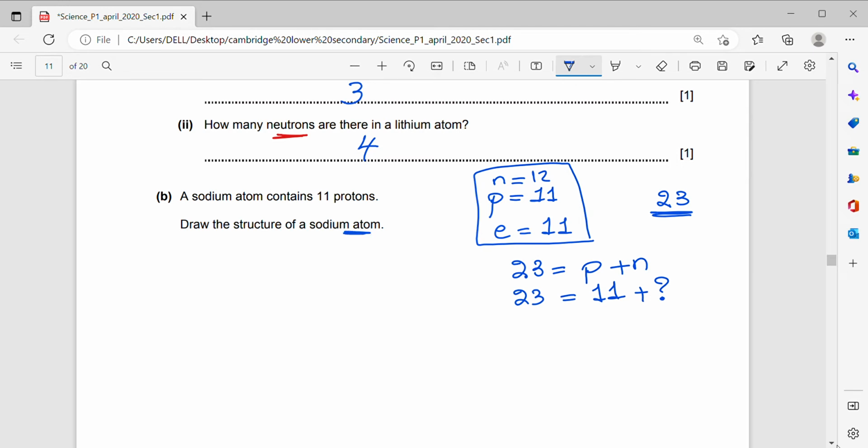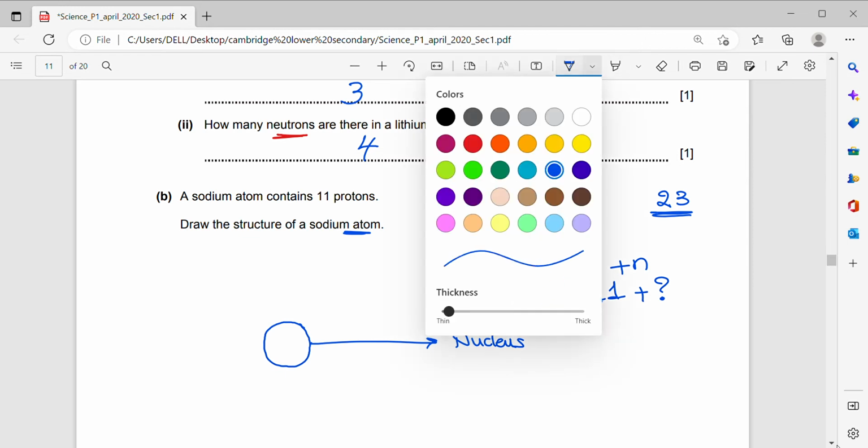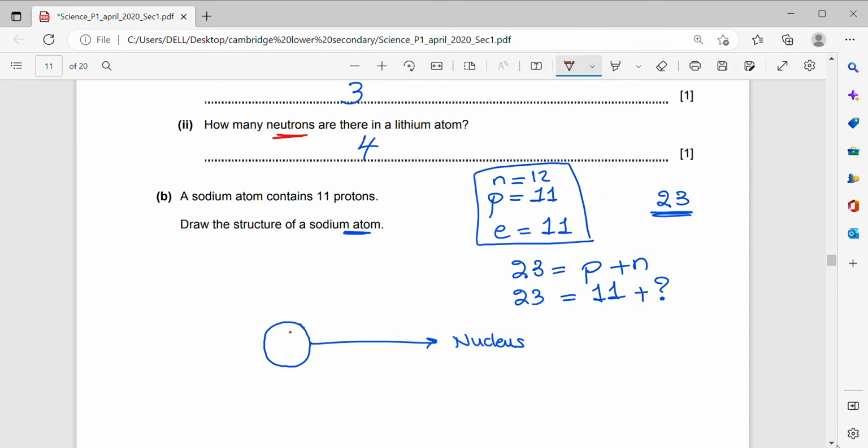Let's start with the nucleus. Okay, this is our nucleus. The nucleus has protons and neutrons. We have how many protons? 11. Let's make it with a different color, for example, brown. So we have 11: 1, 2, 3, 4, 5, 6, 7, 8, 9, 10, 11. 11 protons. How many electrons?